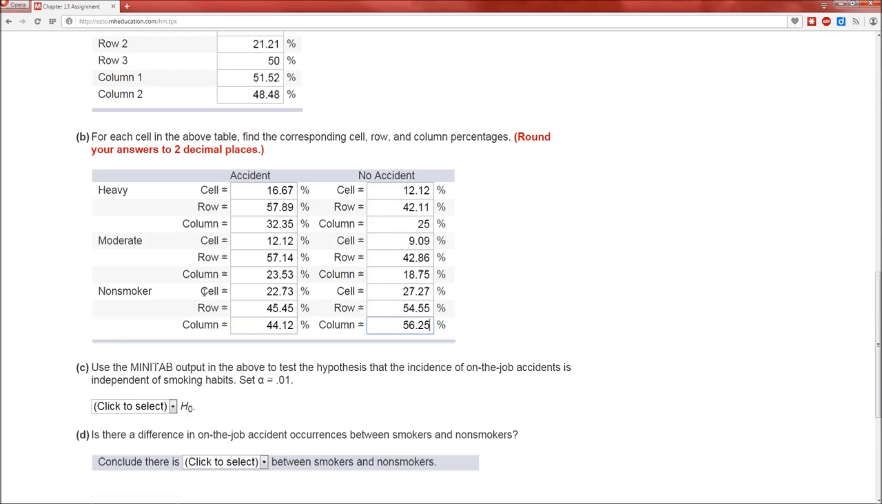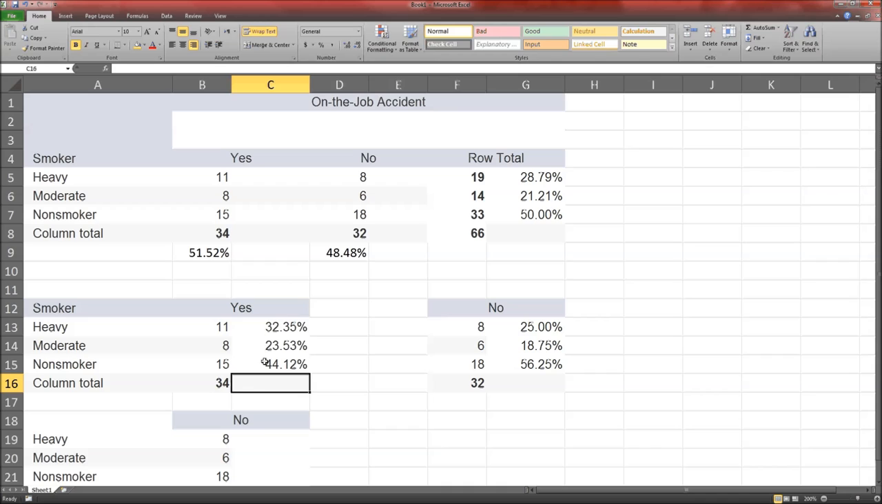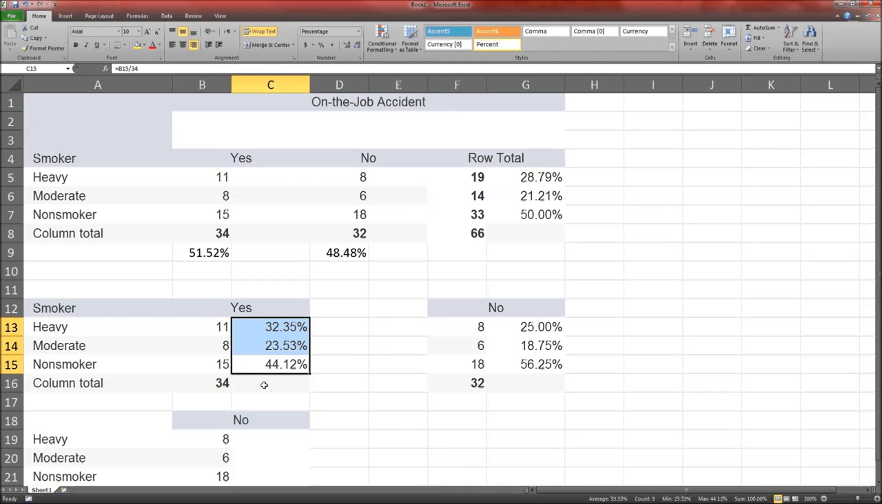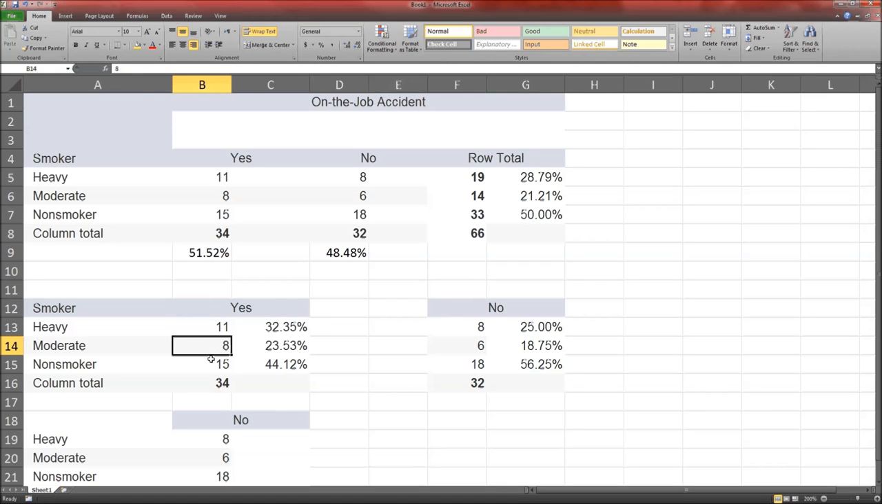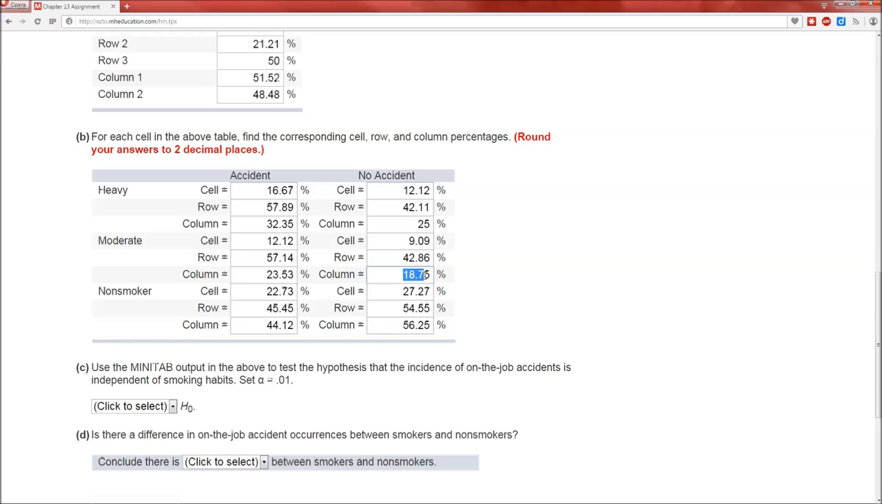So here we go. What do these numbers actually mean? So let's look at this number right now. This number means, given that the person had an accident, the probability that they were a non-smoker was 44.12%. Column percents, remember, add up to 100. It's because you're saying, okay, given that yes is the case, what are the individual probabilities? So this 18.75 is the probability that a person is a moderate smoker given that they had no accident.